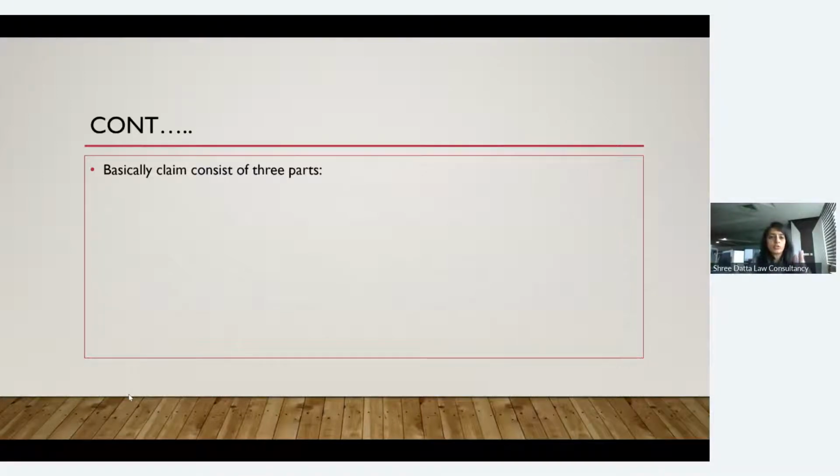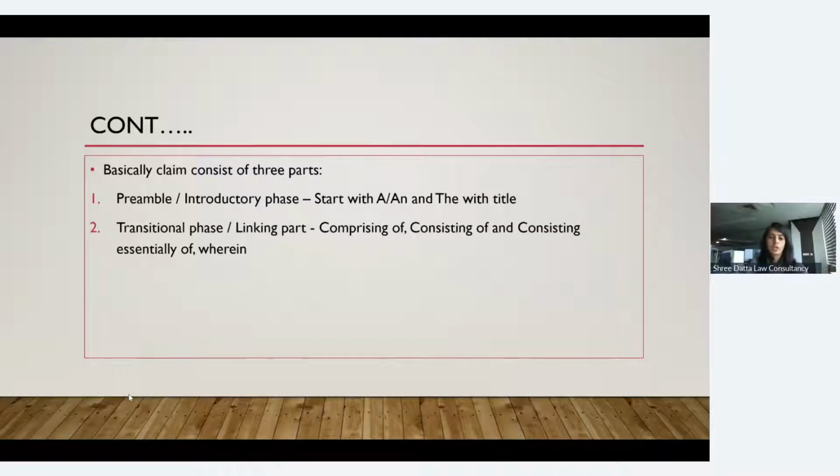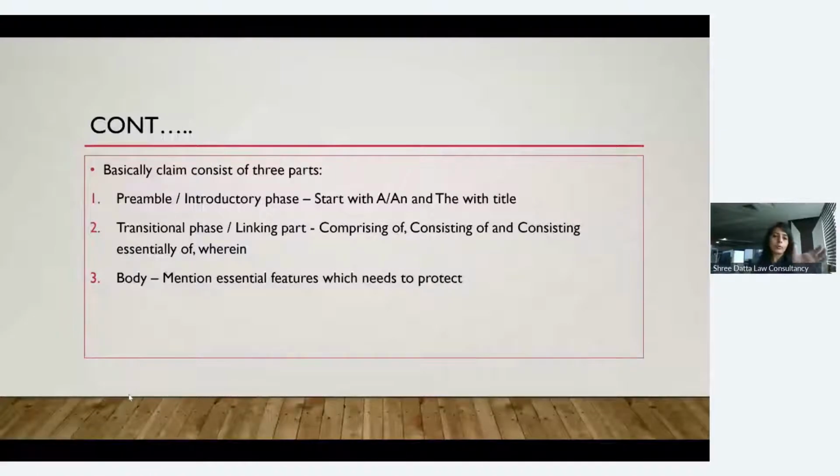And basically a claim consists of 3 parts. Now this is all regarding the structure of the claims. One is the preamble or the introductory phrase, second is the transitional phrase or the linking phrase, and third is the body. So when you are drafting the claims, you have to cover these 3 parts. First is the preamble or the introductory part, that starts with A or An, and with the title. So the title which you have prepared or the summarized thing will be there, for example, the pharmaceutical composition of that particular X compound.